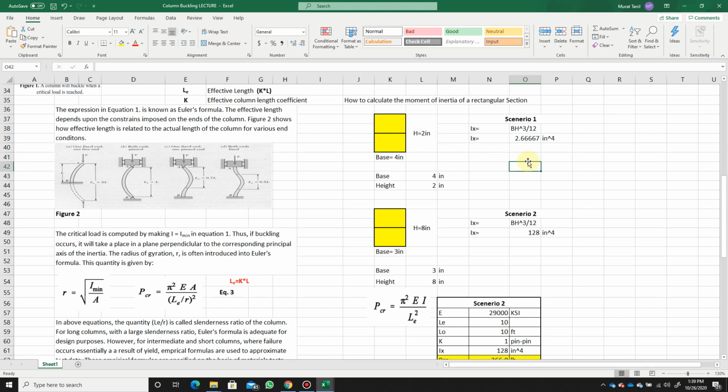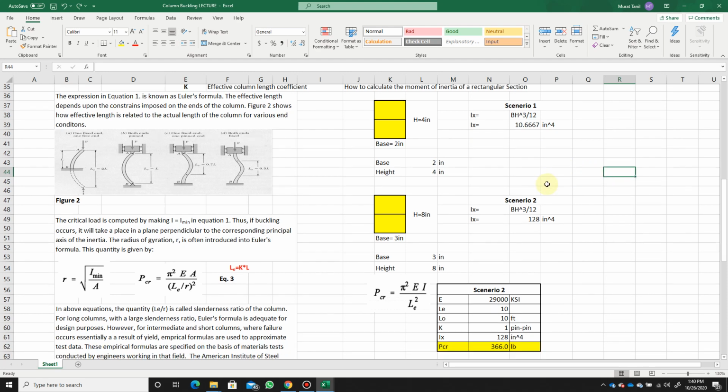So let's go back to the original one, where I have my base and height with different values, 2 inches and 4 inches. I have the moment of inertia of 10.66. So this is pretty simple. By changing just the orientation of your structural member, you are able to increase your moment of inertia.